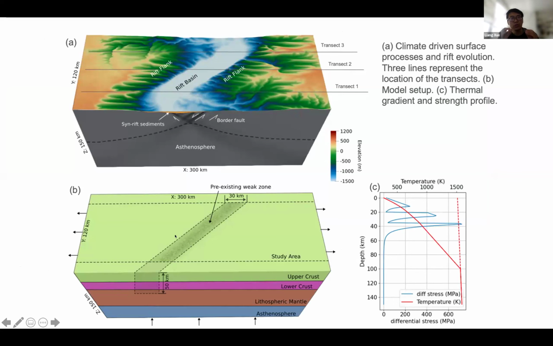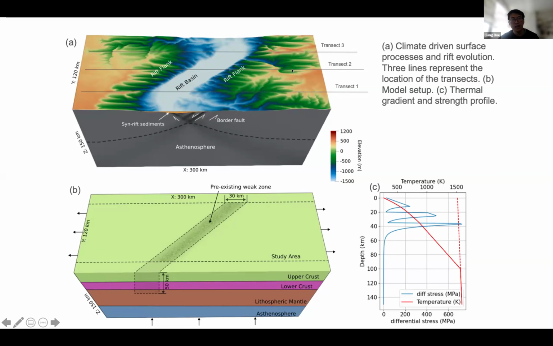I'm going to show two scenarios with different precipitation rates. One is 0.01 meters per year, another is 2 meters per year. The effects of the precipitation are reflected in the stream power law as a part of K, the erodibility. Also please note that there are three transects over here, 1, 2, and 3, across our model domain. We're going to extract some data from those transects.